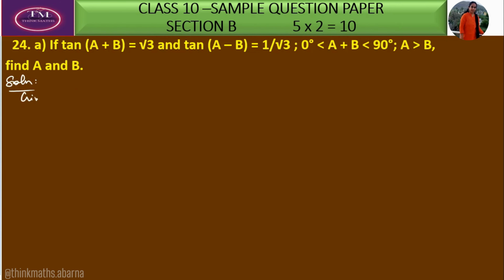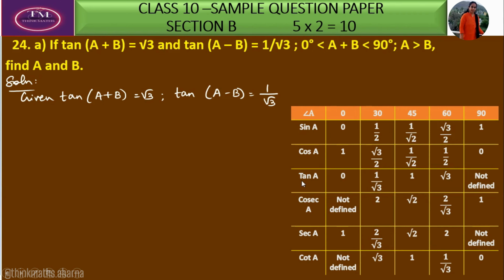What is given? Tan(A + B) is equal to root 3. Then what is given? Tan(A - B) is equal to 1 by root 3. You all know the trigonometric table. For which angle do we get tan value root 3? It is 60 degrees. So it means A + B should be 60 degrees.